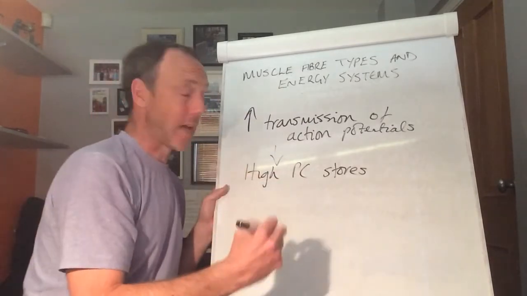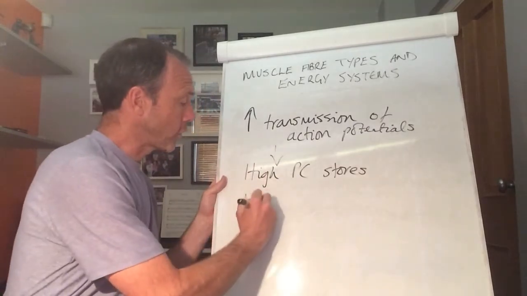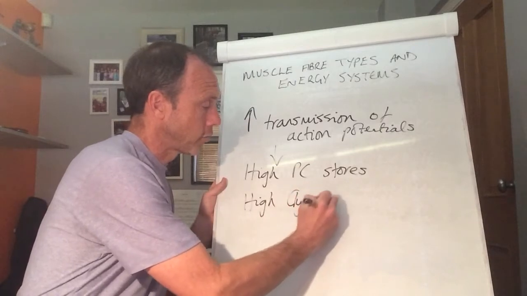So in addition to that, another quality of a fast twitch muscle fibre is that it's also got high glycogen stores.